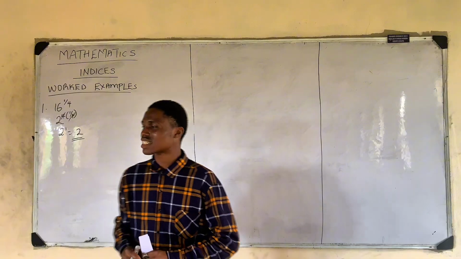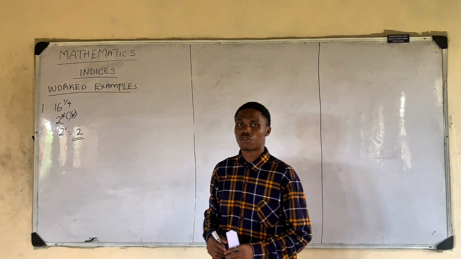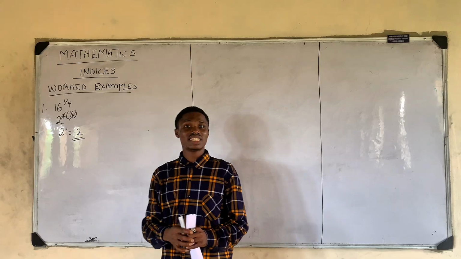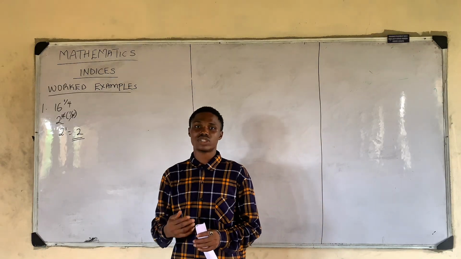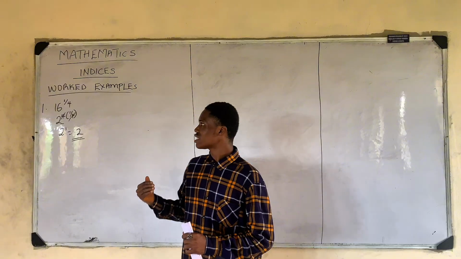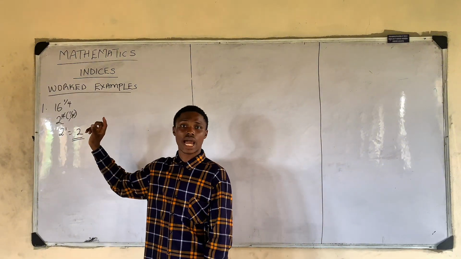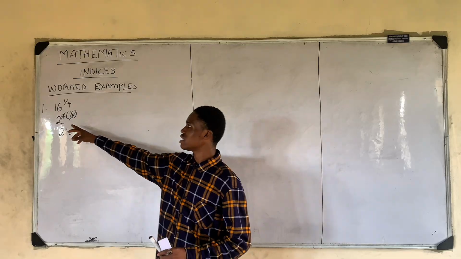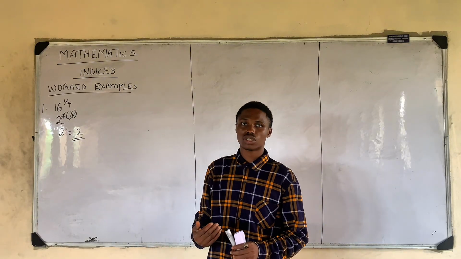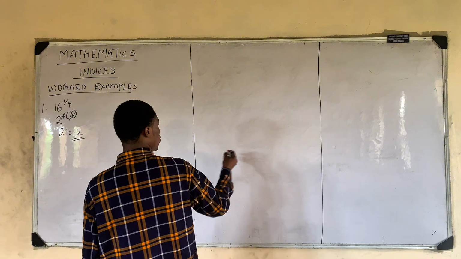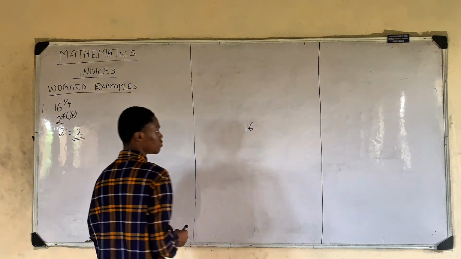Many people might ask, how do we get this 2 raised to the power 4? It is very, very simple. For you to reduce 16 to its index form, you have to divide it by the simplest number, which is 2. 16 can be divided by 2, right? Very good. So you divide it by 2, and the number of times you divide it is 4.